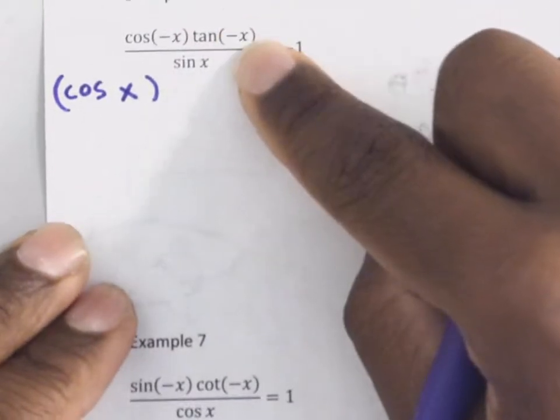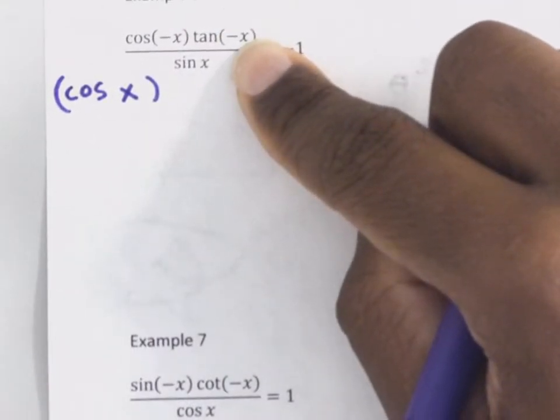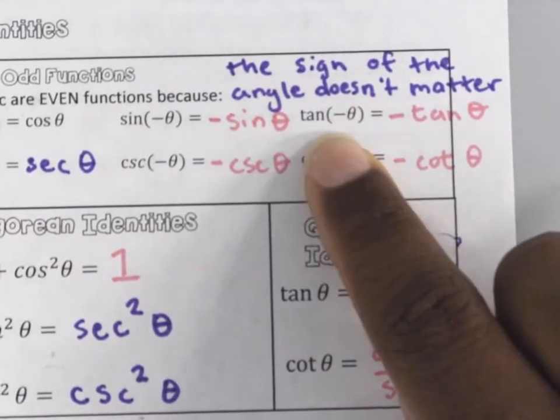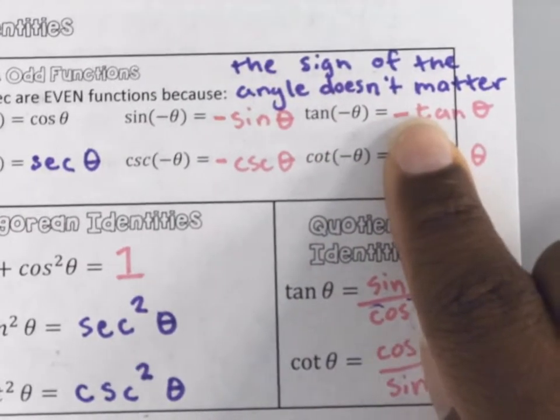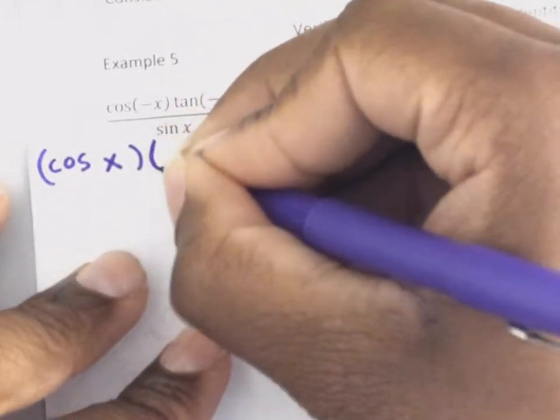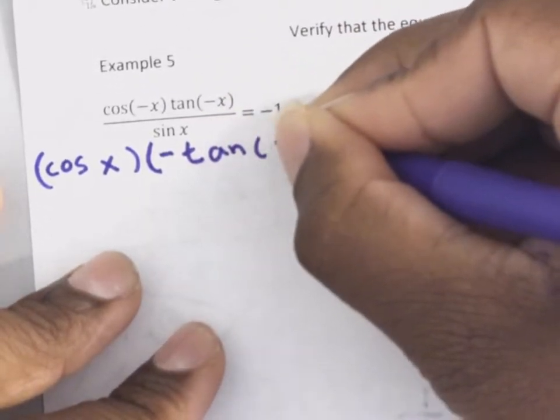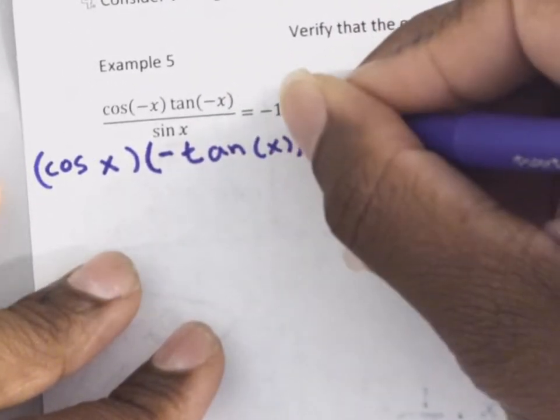Right? Then I also need to deal with the tangent. So instead of having the angle negative for tangent, I can just make tangent negative. So I'll take that negative from the angle and put it in front of tangent and just make the whole function negative. So by that I mean I'll write it as negative tangent x.